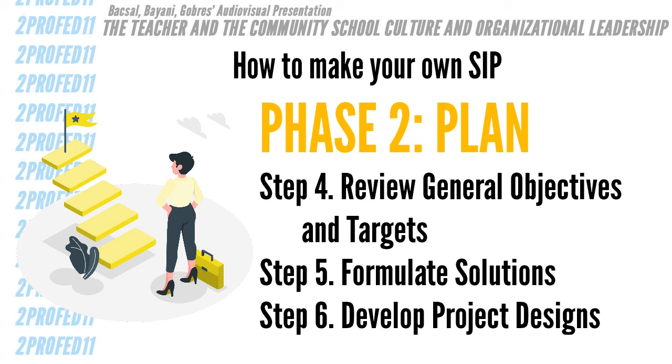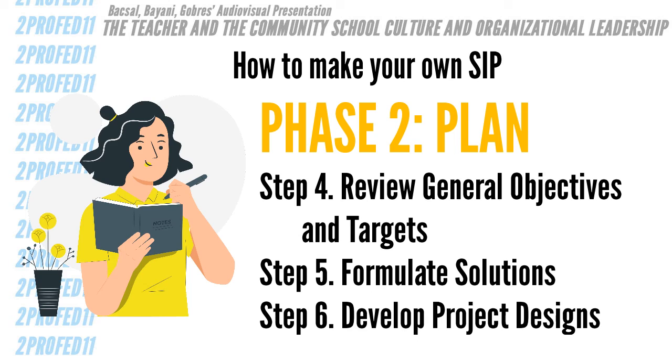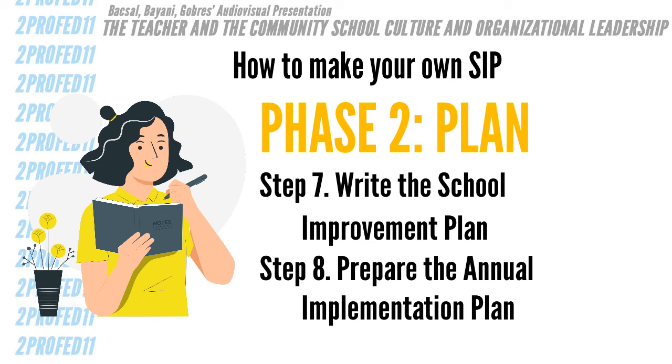Step 6. Develop project designs. Your team should now develop project designs for your solutions with their corresponding work plans and budgets. Step 7. Write the school improvement plan. Write the SIP document using the structure below. Or if you're using a simpler format, maybe go ahead and use that. And step 8. Prepare the annual implementation plan. At this point, you should start planning for the first year of implementation.